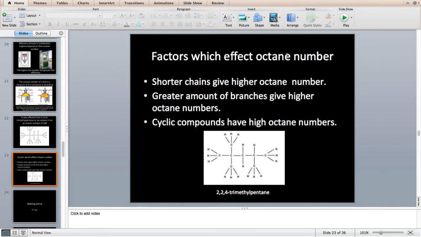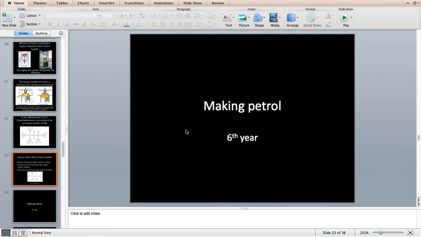Factors which affect the octane number or the efficiency of a fuel, girls. Shorter chains have a higher octane number, so shorter chains are good. A greater amount of branches, so these methyl groups, ethyl groups, anything like that, increases the octane number, and cyclic compounds have higher octane numbers as well. Things that form big circular chains are much better.